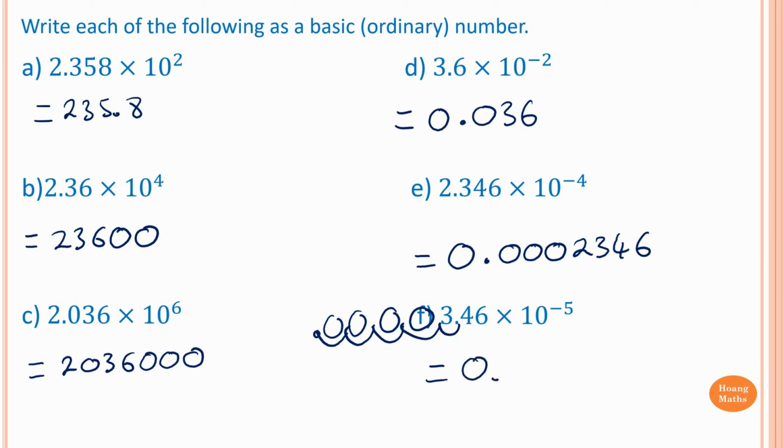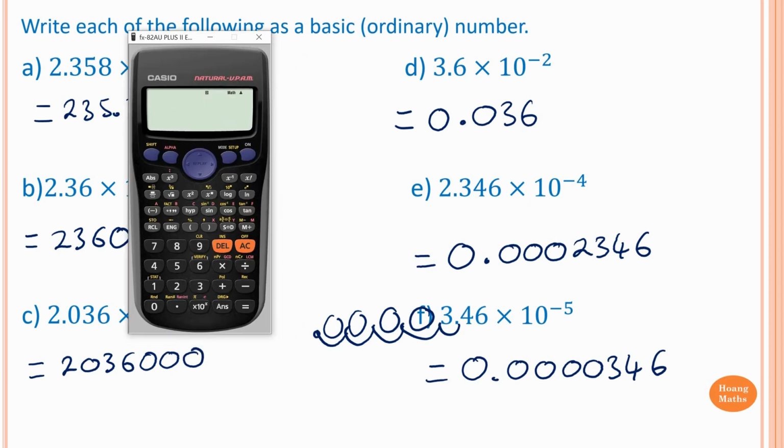0.0000346. Now let's check it using calculator. So if I do 3.46, we press this button here and then we put negative 5 if you like. So which is 1, 2, 3, 4, 5, 0 in the front. Okay, that's the answer. So which is correct.